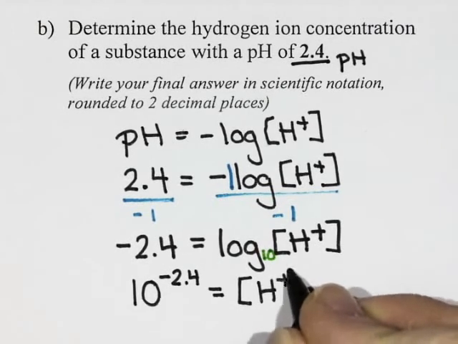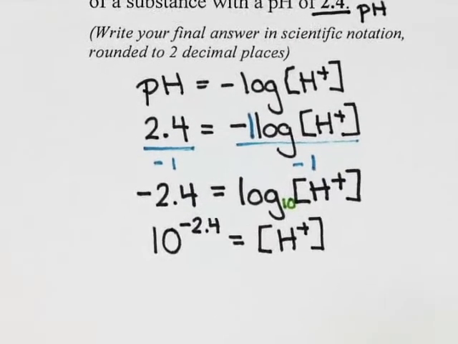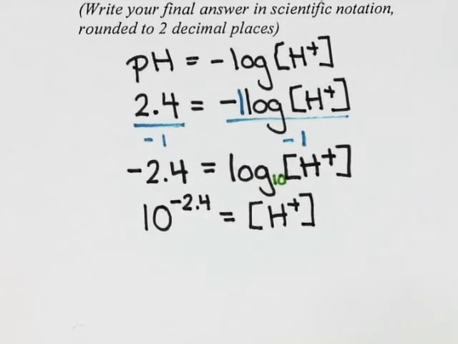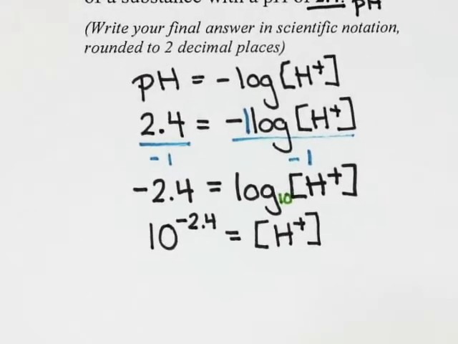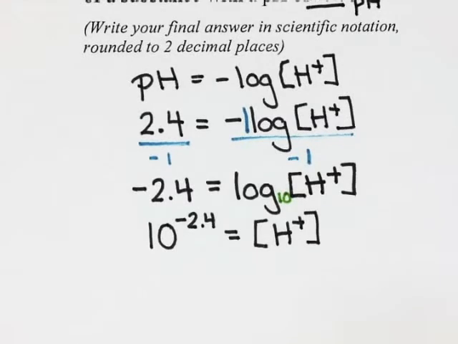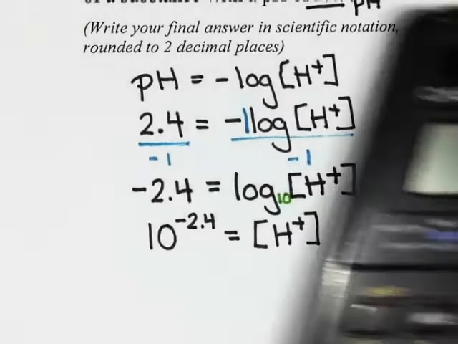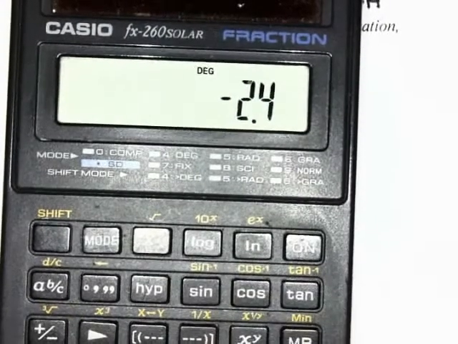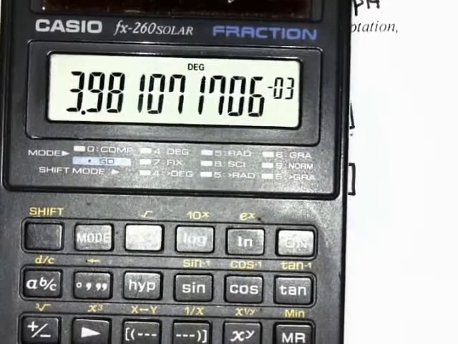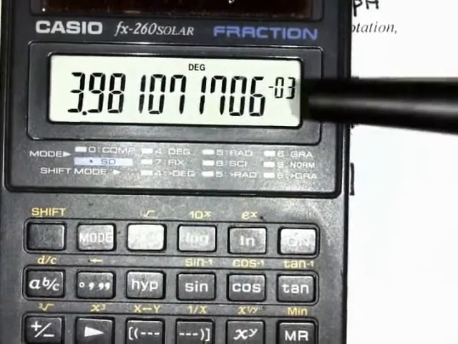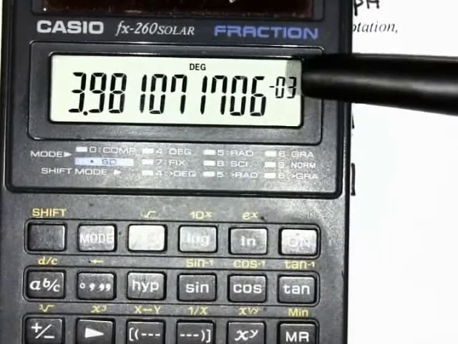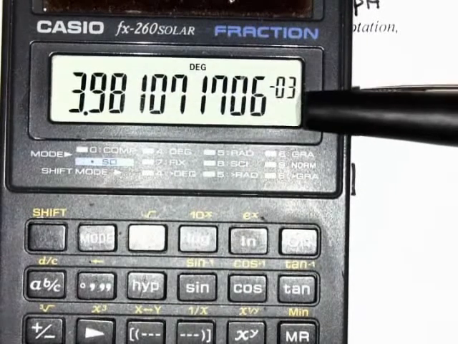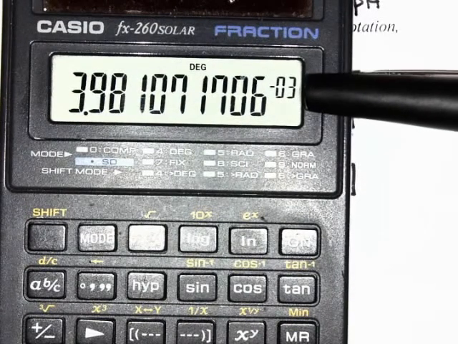Now I am going to leave that square bracket on it just because that is the notation for concentration. So 10 to the power of -2.4 is a very nice looking answer, but it specifically requested scientific notation. So I'm actually going to calculate 10 to the power of and then -2.4. And I get 3.981071706, and then I have this little -0.3. So this means it is approximately 3.98 times 10 to the power of -3.